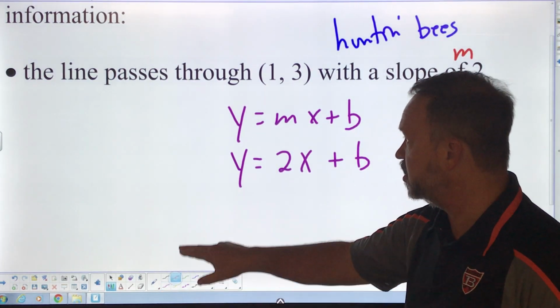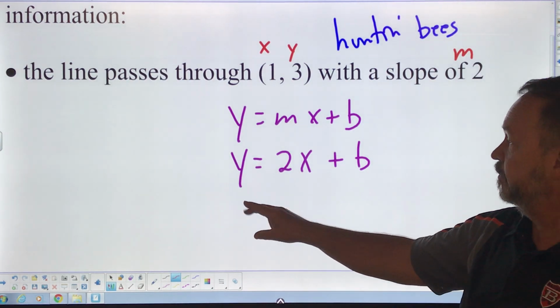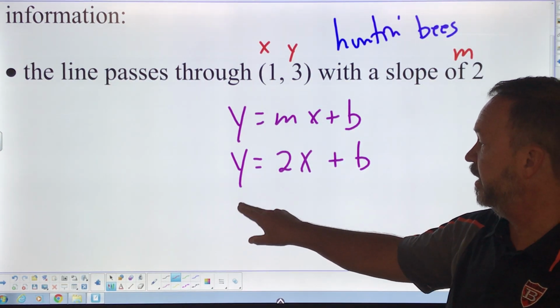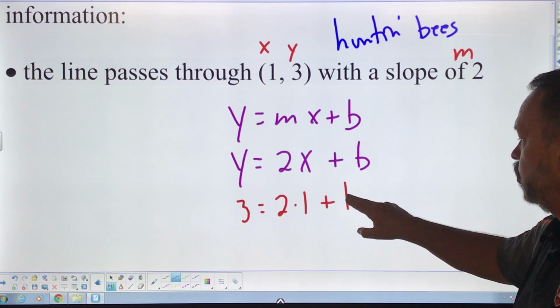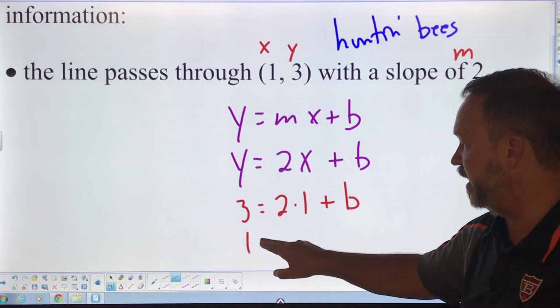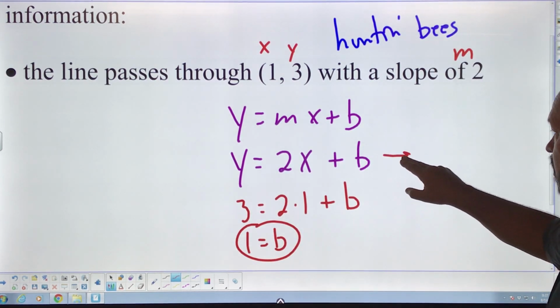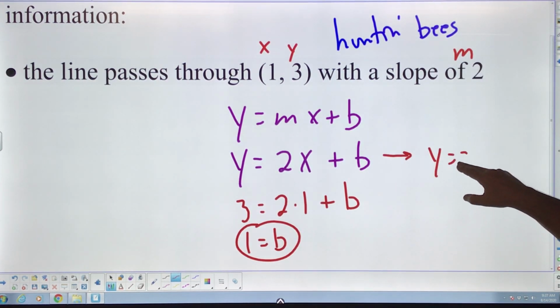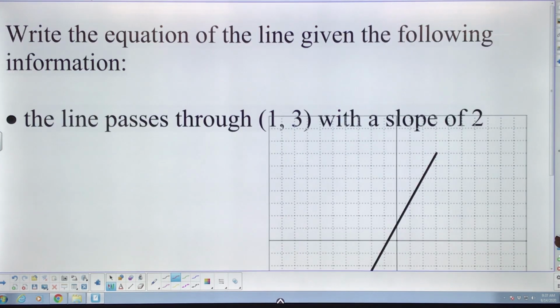So I want to take this information right here, that's x and y, and I want to plug them in. So there's my y is 3, and my x is 1, and my b is what I'm looking for. That's 2, subtract 2 from both sides, b is 1. Which means this equation becomes y equals 2x plus 1. Remember that?